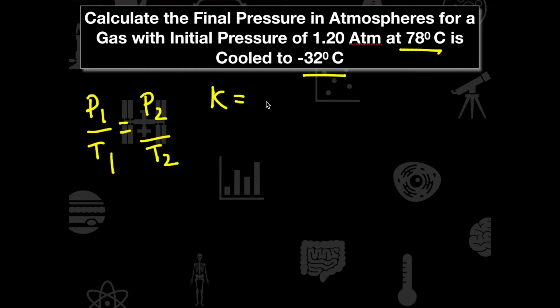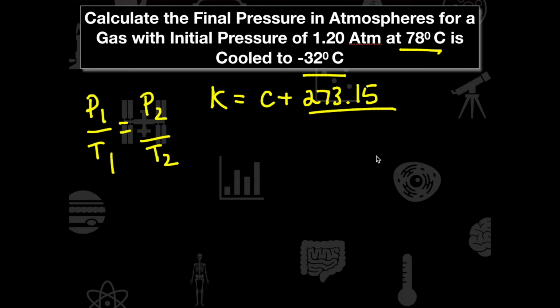Alright, so let's go through and calculate the final pressure in atmospheres for a gas with an initial pressure of 1.2 atmospheres. We have 78 degrees Celsius, and it's going to be cooled to negative 32 degrees Celsius. So first off, our formula here is going to be P1 over T1 is equal to P2 over T2. Now we are working in Celsius here. To get to Kelvin, Kelvin is equal to our Celsius plus 273.15. We can just add 273 to get that.